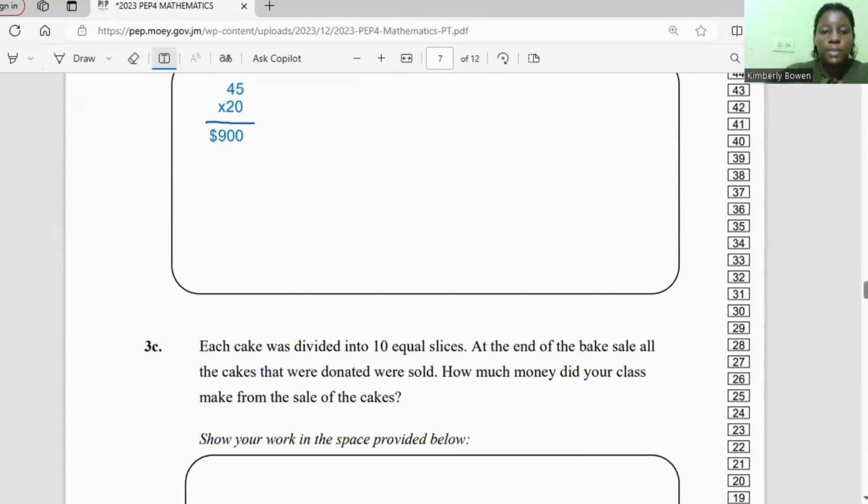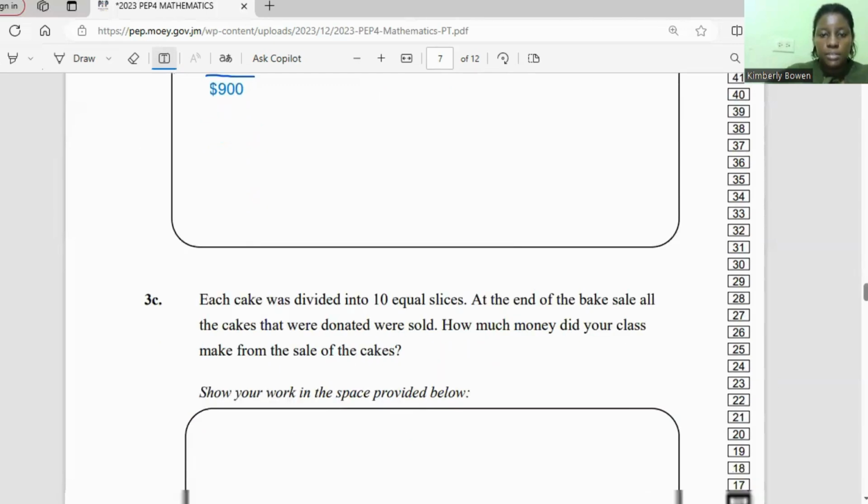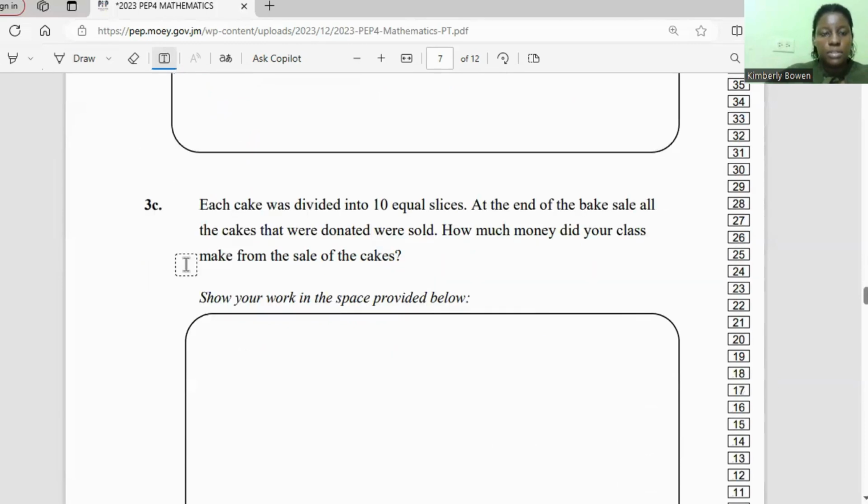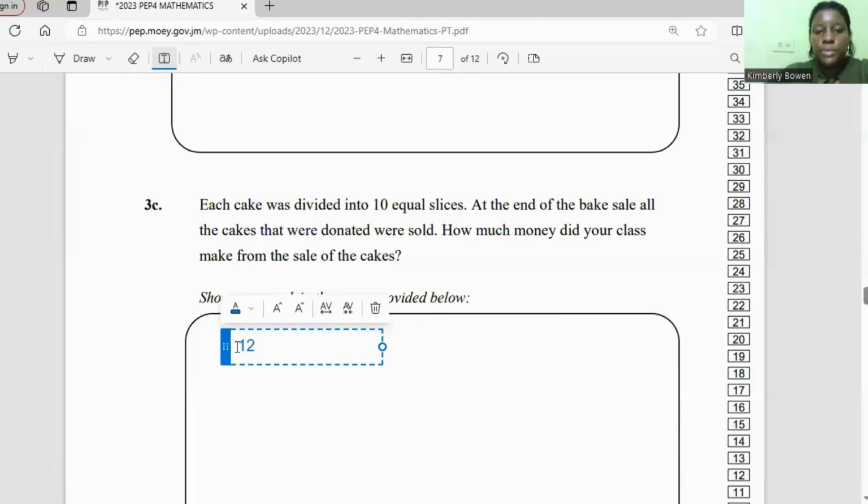It says each cake was divided into 10 equal slices. At the end of the bake sale, all of the cakes that were donated were sold. How much money did your class make from the sale of the cake? So we know there were 12 cakes that were sold, so we have to multiply 12 times 10 to find out how many slices were sold. So 120 slices were sold.